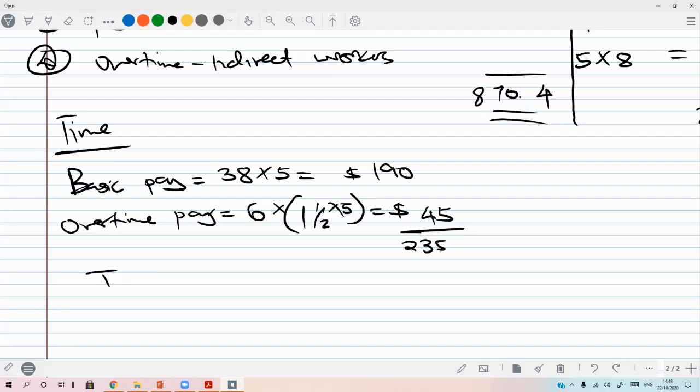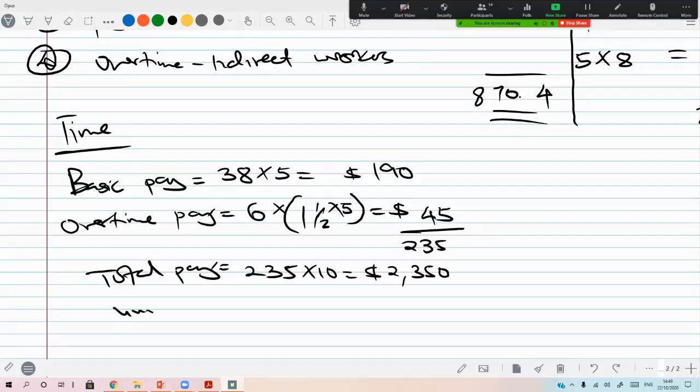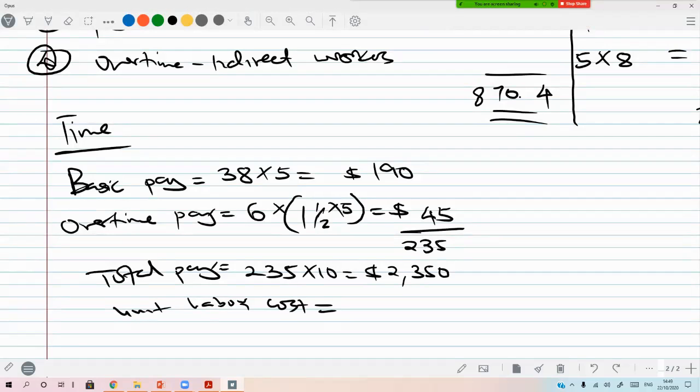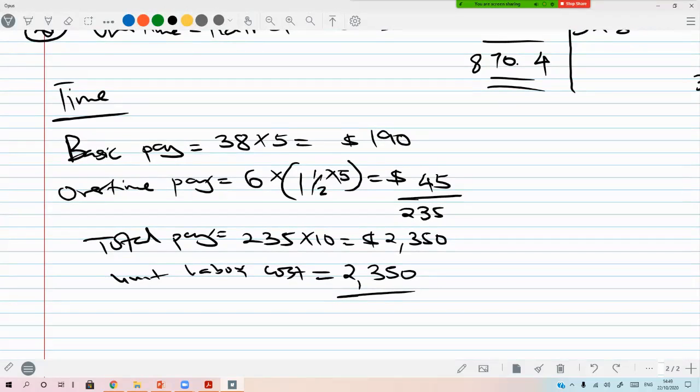Therefore, total pay to all the employees: 235 is per employee, we have 10 employees, so the pay is equal to 2,350. The units produced in a week is equal to 1,000, which means the unit labor cost is equal to total pay, 2,350, divided by the number of units produced in that particular week, which is 1,000, because the total units produced that week is 1,000 units.